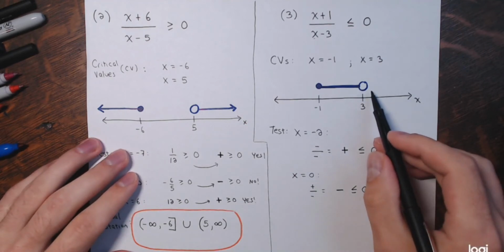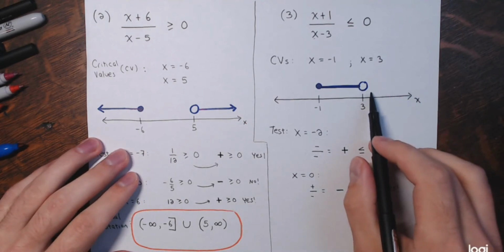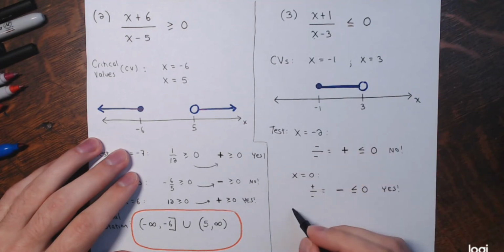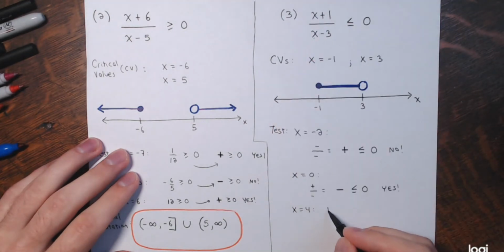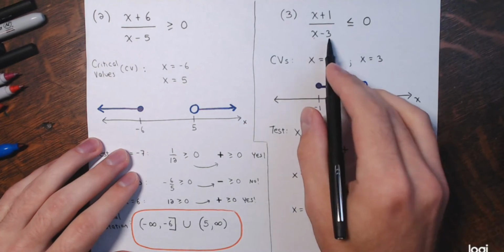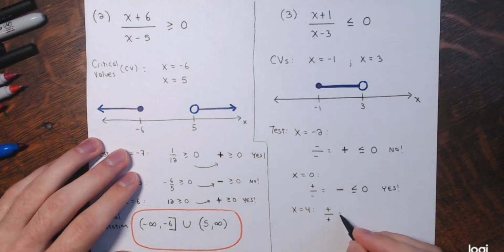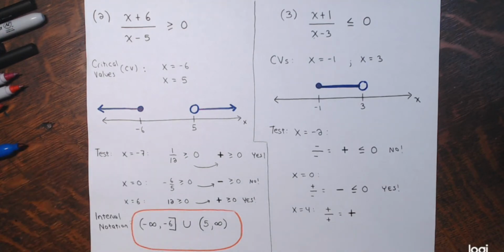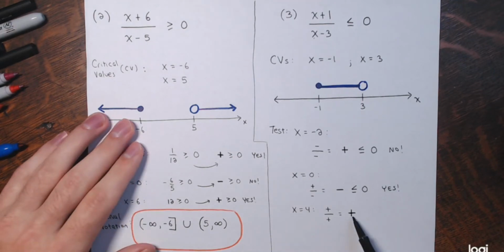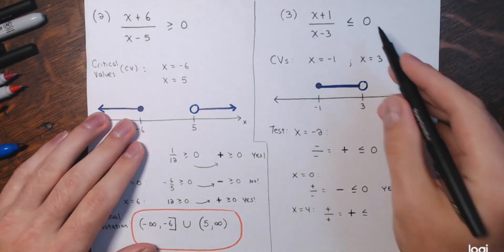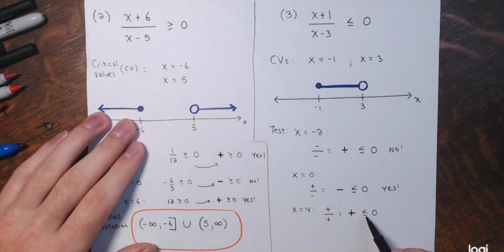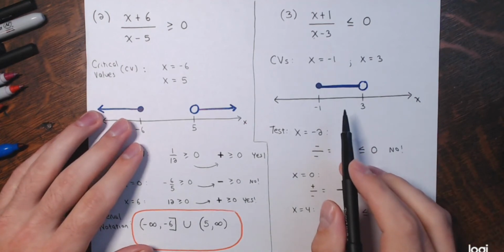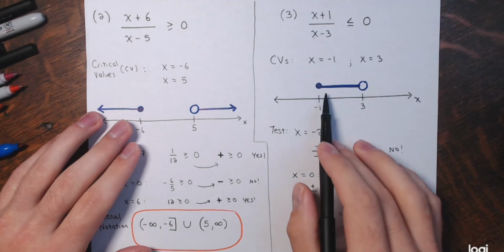And finally, the only other interval I haven't checked yet, greater than 3. Well, how about 4? How about x equals 4? If I plug in 4, the numerator will be positive, 4 plus 1. The denominator will be positive, 4 minus 3. And positive divided by positive is positive. Right? So the left side will be a positive number. And then we have is less than or equal to 0. And is a positive number less than or equal to 0? No, it is not. So the only interval that has solutions is this interval between -1 and 3.